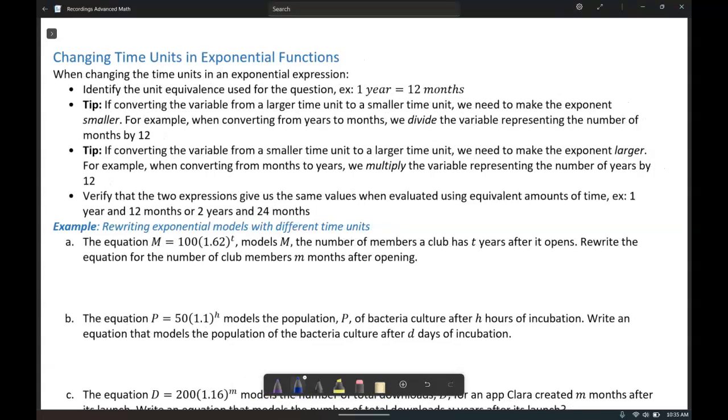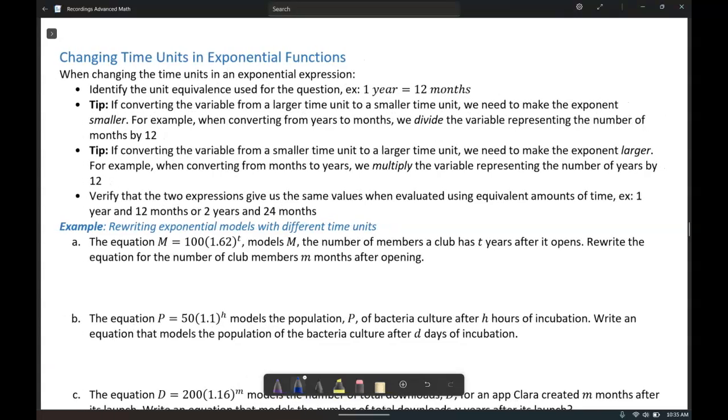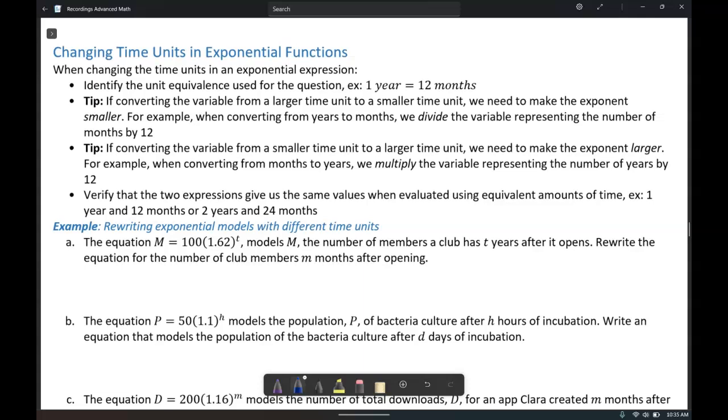Lastly, we can look at changing time units in exponential functions. When we need to change the unit of time for our exponent, we need to identify a unit equivalence. For example, if our time unit is years, but then we want to transfer it to months, we have to make sure we know the equivalent: 1 year is 12 months.